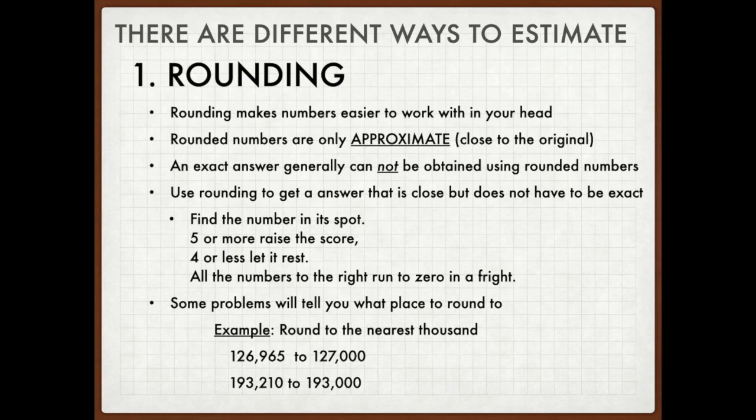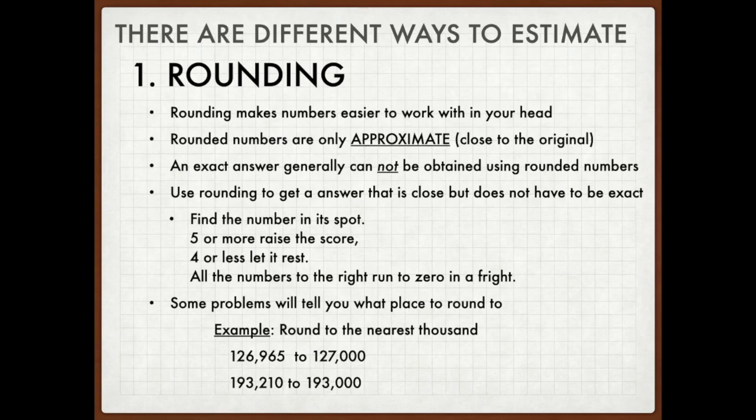Find the number in its spot. 5 or more, raise the score. 5 or less, let it rest. All the numbers to the right, and this is something I noticed in class that a lot of students were having trouble with, you have to remember this. All the numbers to the right will then turn to 0. Okay? All the numbers to the right run to 0 in a fright.